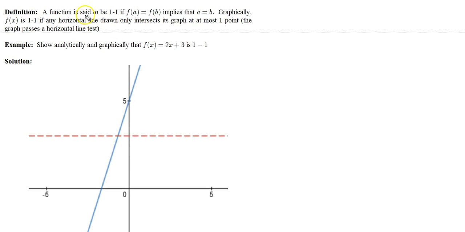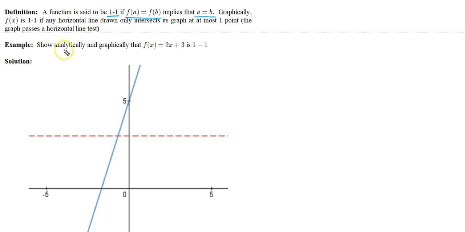So here we have the definition for a one-to-one function. A function is said to be one-to-one if f of a equaling f of b implies that a must equal b. Now that's maybe a little hard to understand intuitively if you've seen it for the first time. Graphically, what it means is this: if you take the graph of your function f of x, any horizontal line drawn only intersects the graph at most one point. So we say that the graph passes the horizontal line test.